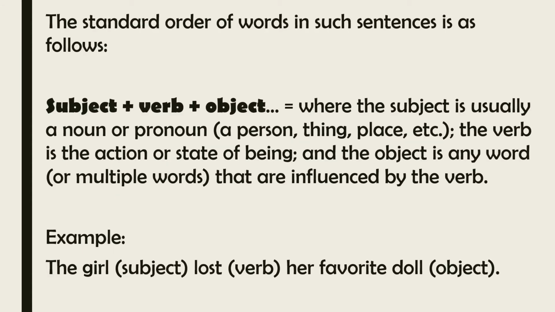The standard order of the words in such sentences is as follows: subject plus verb plus object, where the subject is usually a noun or a pronoun, or a person, thing, place, and so on. The verb is the action or state of being, and the object is any word or multiple words that are influenced by the verb. For example, the girl lost her favorite doll. Here, the subject is the girl, the verb is lost, and the object is favorite doll. So it combines the subject, the verb, and an object. That is a declarative sentence.